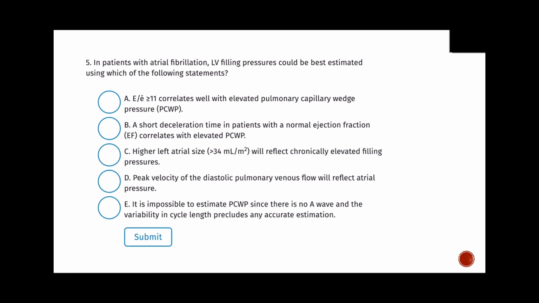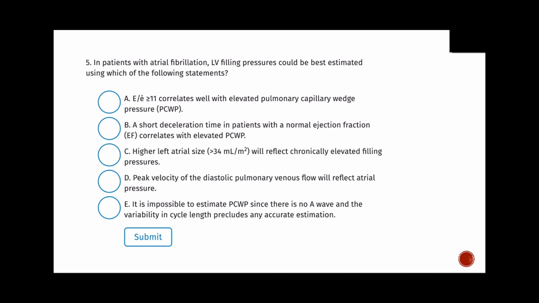All right. In patients with AFib, LV filling pressures could be estimated with which of the following statements? E to E prime greater than 11, a short deceleration time in patients with normal ejection fraction, higher left atrial size, peak velocity of diastolic pulmonary venous flow will reflect atrial pressure, and it's impossible to estimate pulmonary capillary wedge pressure or LVEDP since there's no A wave, and the variability of the cycle length precludes any accurate estimation.